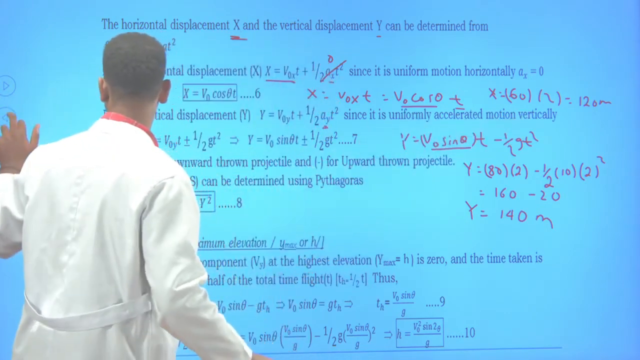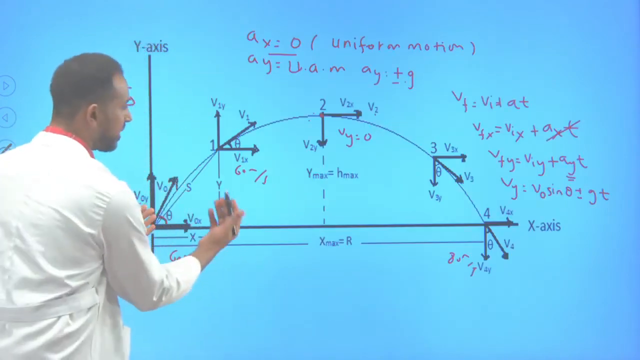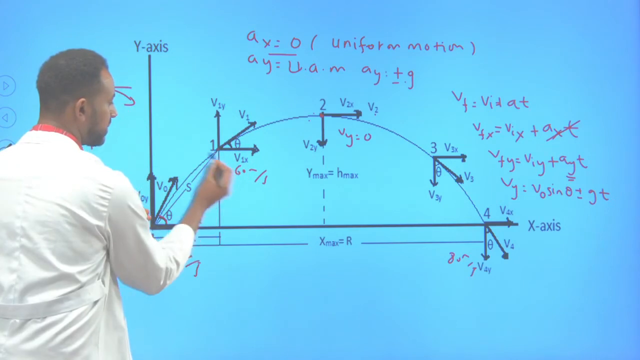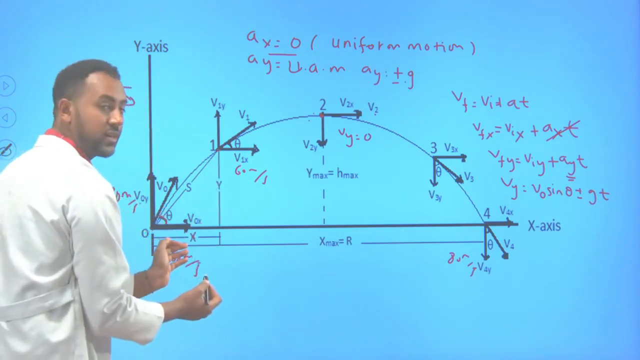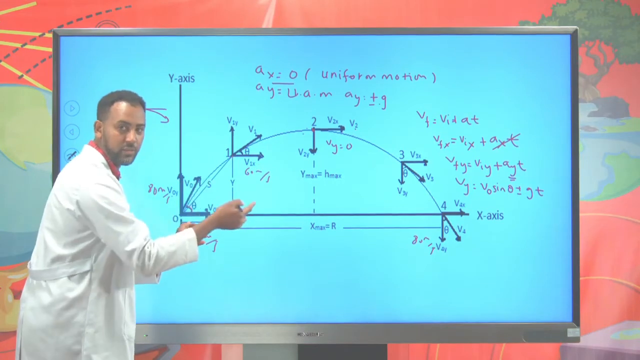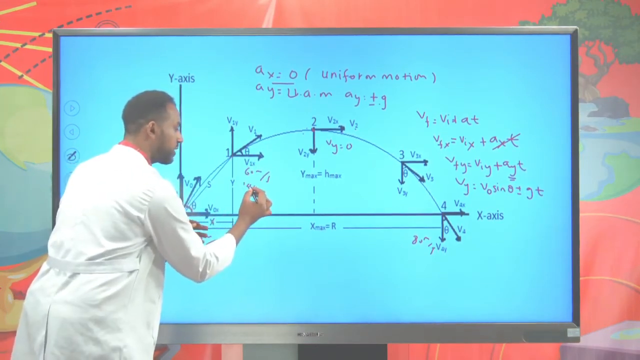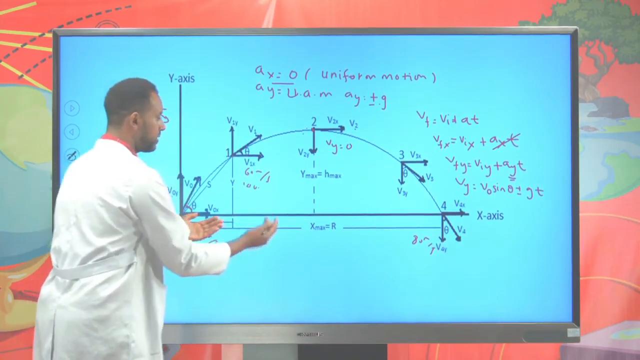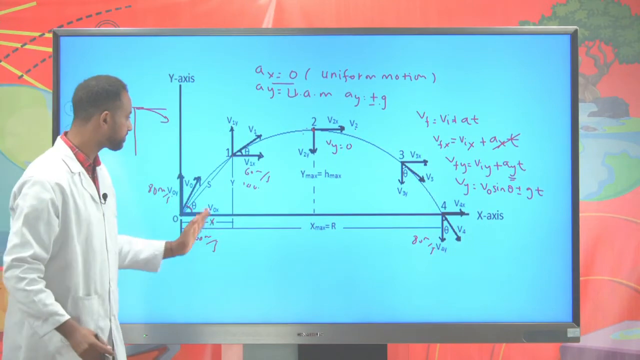Let's see our projectile here. Suppose after time 2 seconds, it might reach here. The horizontal displacement x is 120 meters, and the vertical elevation becomes 140 meters. So it is possible to determine the horizontal and the vertical projection.